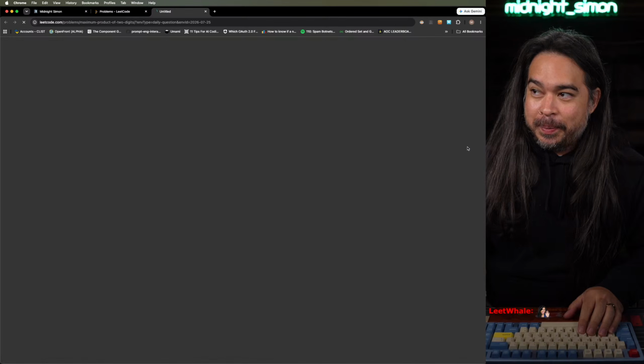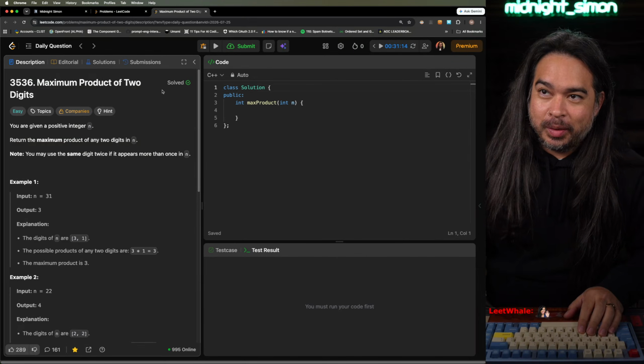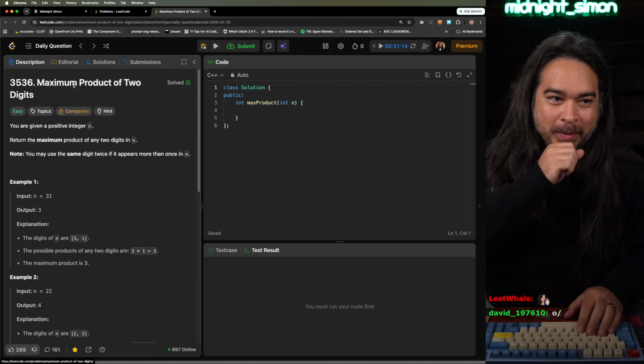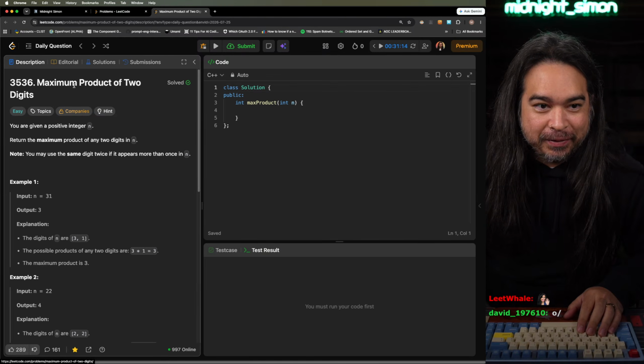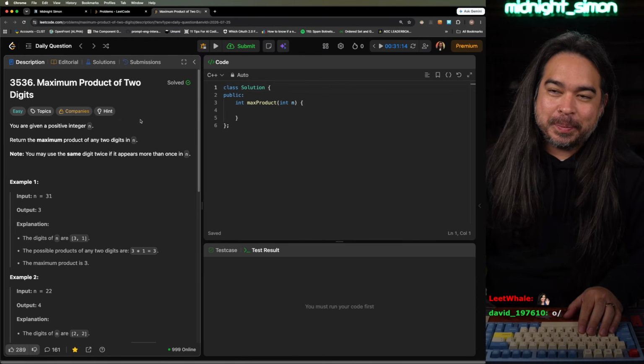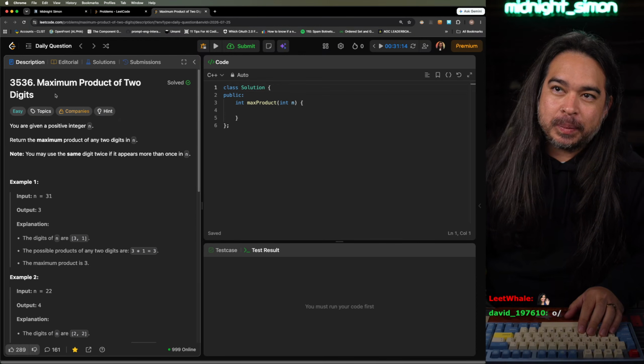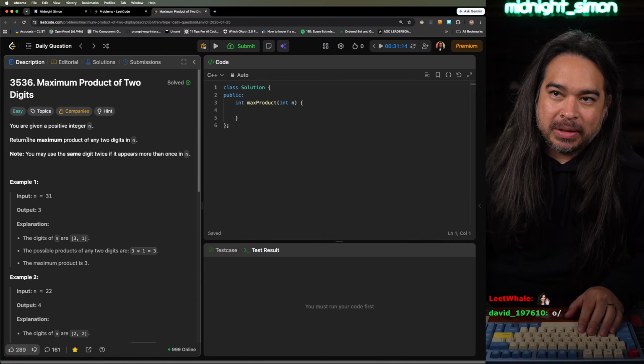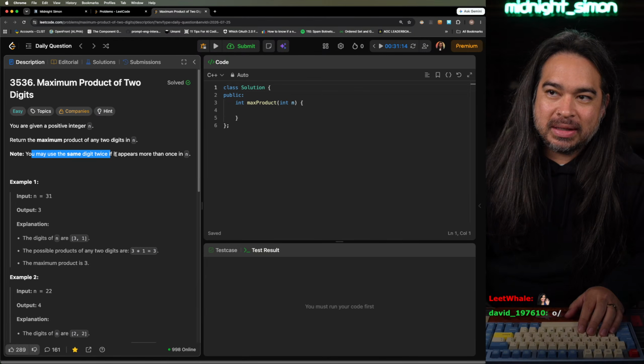Daily problem. Ooh, easy. I like easies. 197610. What's happening? Welcome. Maximum product of 2 digits. You are given a positive integer n. Return the maximum product of any 2 digits in n. Note, you may use the same digit twice if it appears more than once in n.